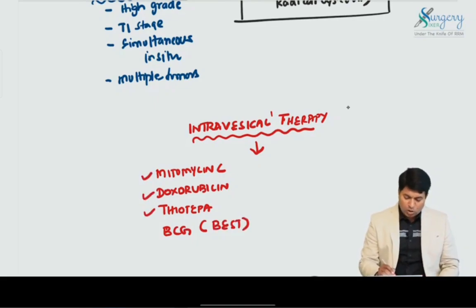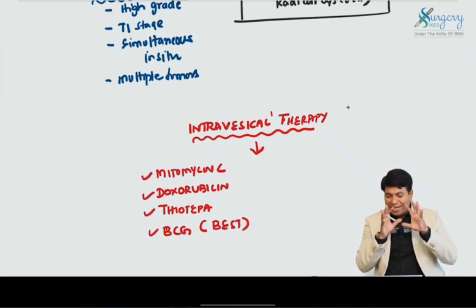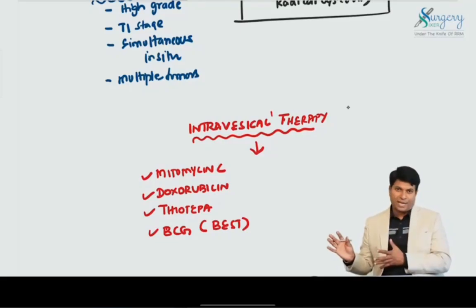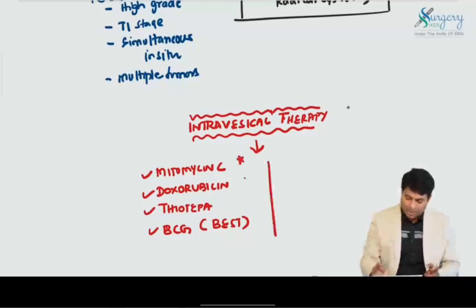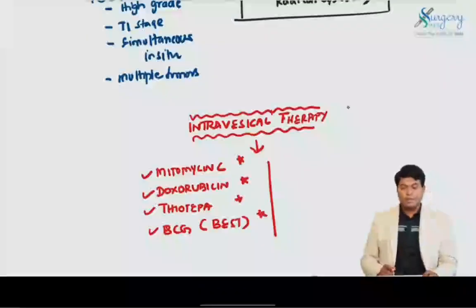What we do is put a small Foley's catheter inside, push this therapy into the bladder, leave these agents inside the bladder for 2 hours, and then let out the contents. That is intravesical therapy, and it can be repeated again also. Intravesical therapy with mitomycin C, doxorubicin, thiotepa, BCG, of which BCG is best. This is mainly done for in situ cancers.